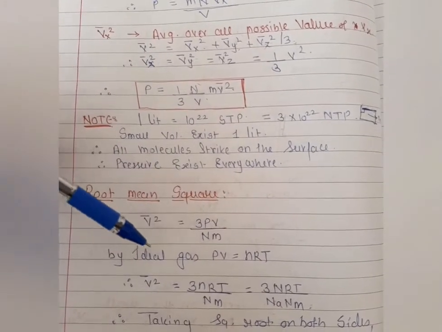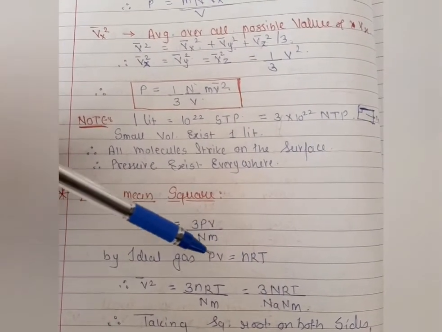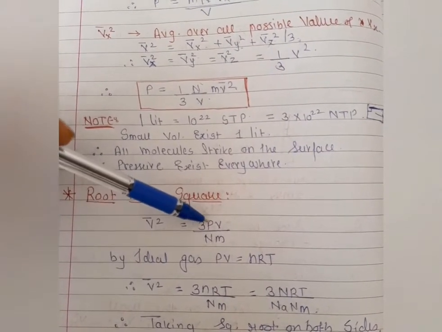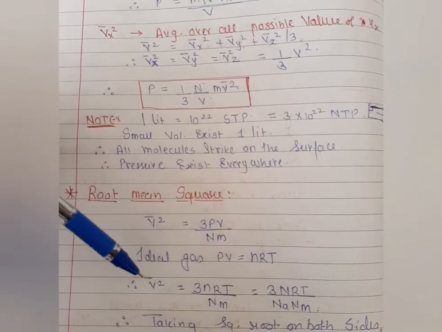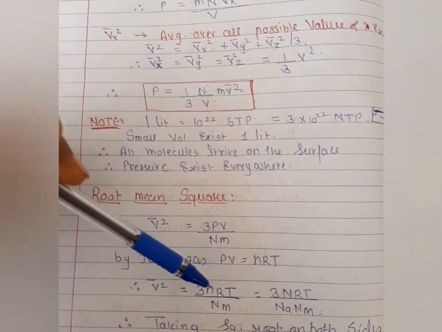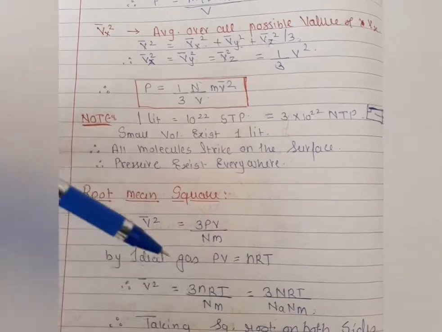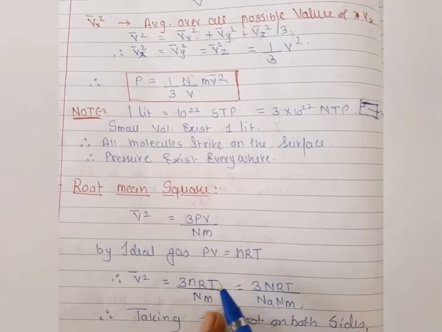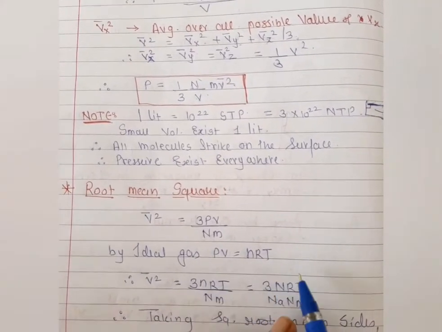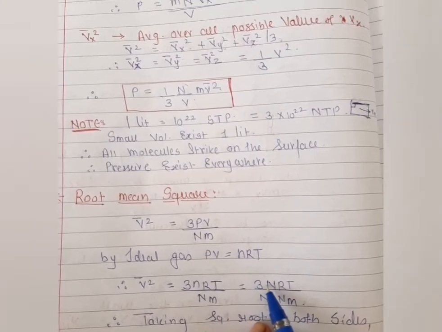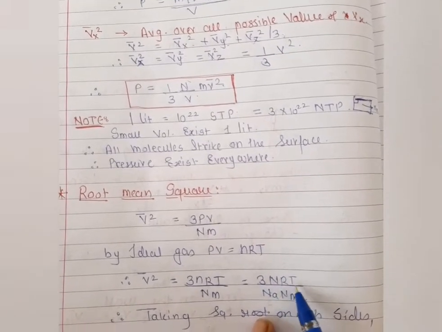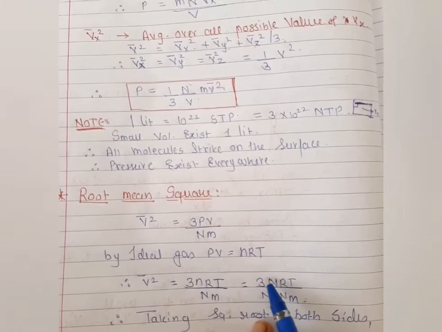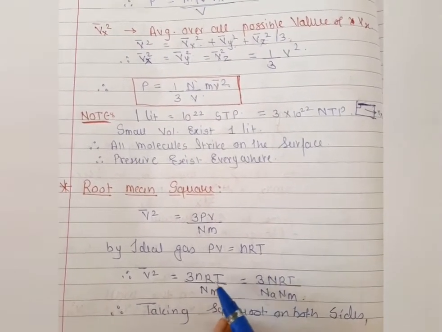So here we have the ideal gas equation. As you know, the ideal gas equation is PV equal to nRT. In this condition, students, in place of PV we can substitute nRT, so v square equals 3 nRT upon N m. Here we can consider n as the total number of moles of the gas, that is 3 nRT, and here I am multiplying and dividing by n.